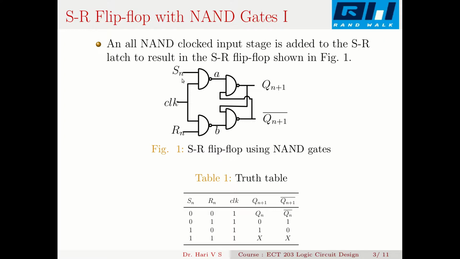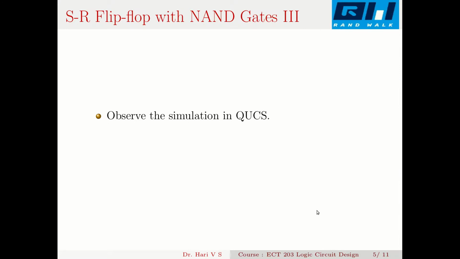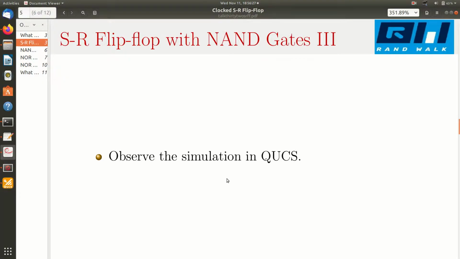That is, with S equal to 1, R equal to 1 and an active high clock, both A and B become 0. When A and B become 0, both the Q and Q bar outputs are driven to high, which is impossible. This is forbidden. So S equal to 1, R equal to 1 is a forbidden condition. So this is how the truth table of an SR flip-flop looks like. Now let us see this simulation in QUCS.